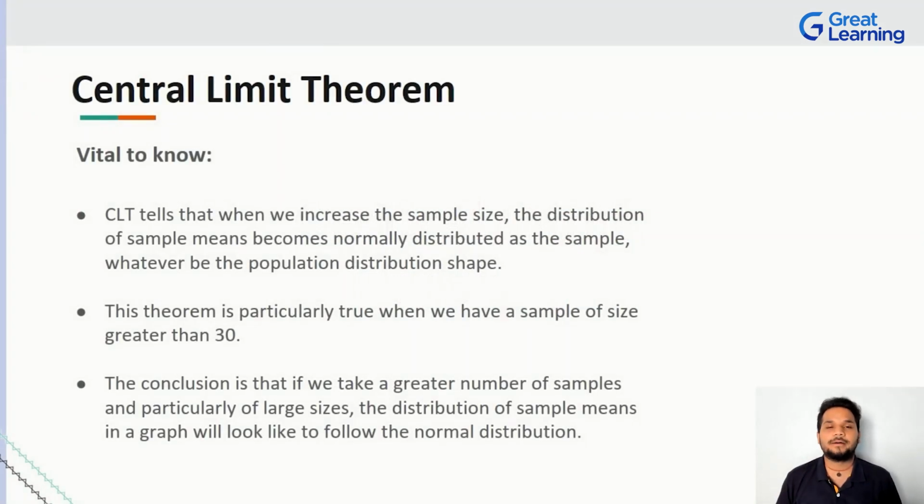Now, let's quickly take a look at the central limit theorem, or CLT. Don't worry, I'm not going to bore you with how we go about deriving a theorem and all of that. But what CLT tells us for a fact is that whenever we increase the sample size, the overall distribution of the sample becomes normally distributed.